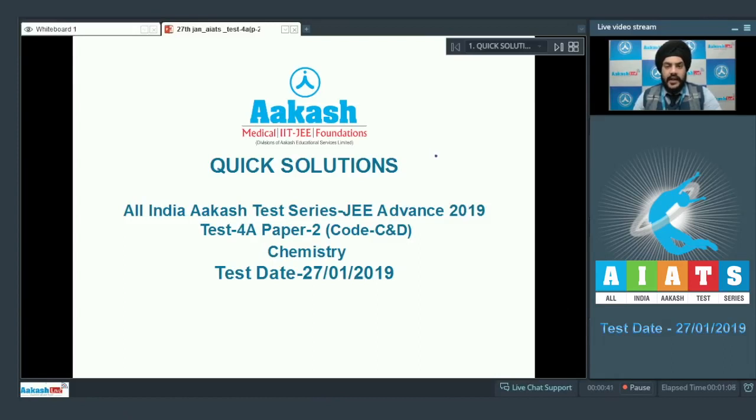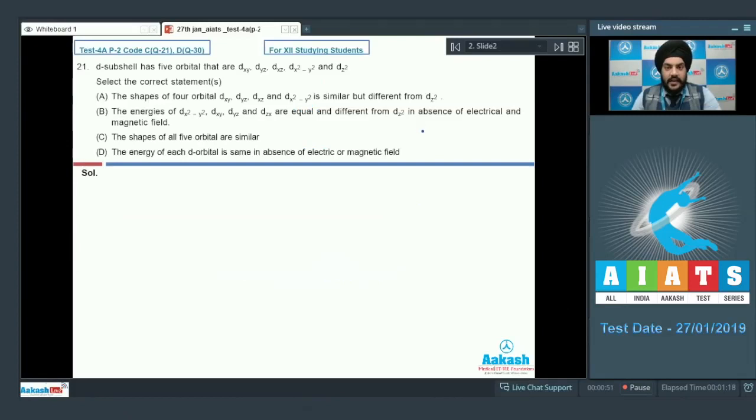JEE Advanced 2019 Test 4A Paper 2 Code C and D. So let's start with the first section. This section contains 10 questions. Each question has 4 options, out of which one or more than one option may be correct. So let's start with question number 21.